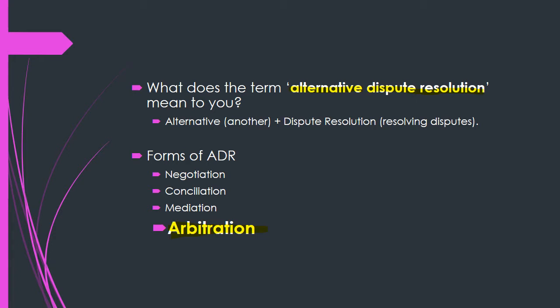There are four major types of ADR. There are other forms, but there are four major ones. You have negotiation, conciliation, mediation, and arbitration. Some are not binding, for instance, negotiation is not binding. But for the purpose of PPL 518, we will be majoring on arbitration. Arbitration, that's what PPL 518 is about.